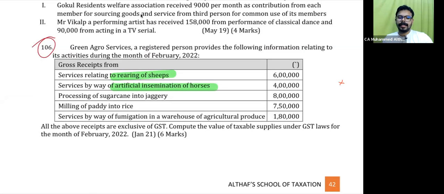Processing of sugar cane into jaggery. Why taxable? Reason? Taxable, I agreed. What is the reason?